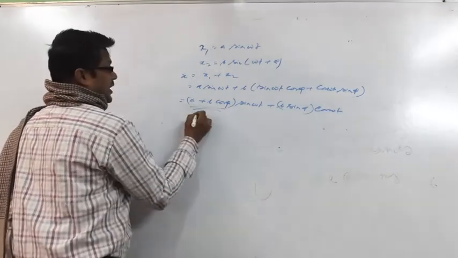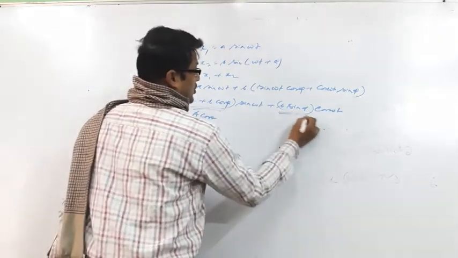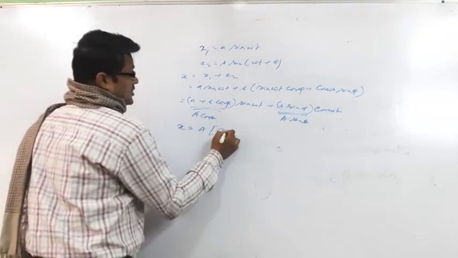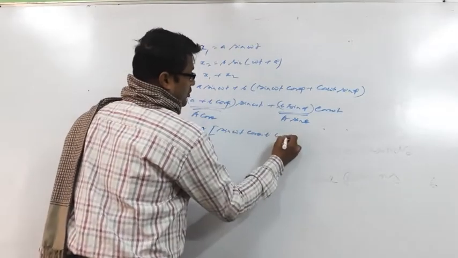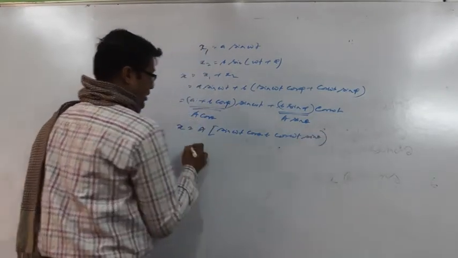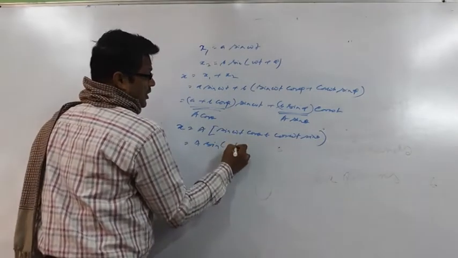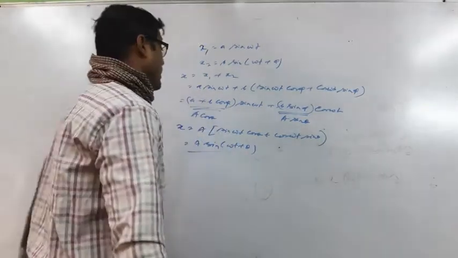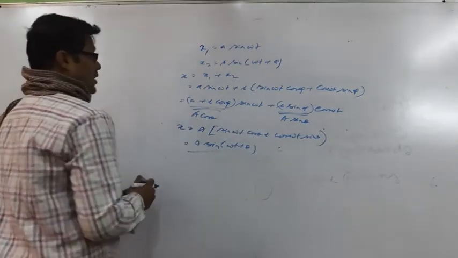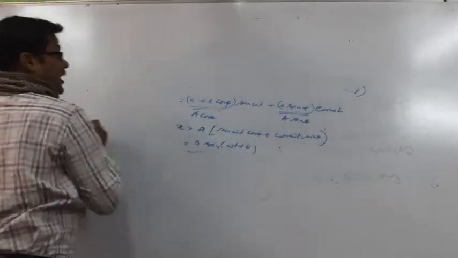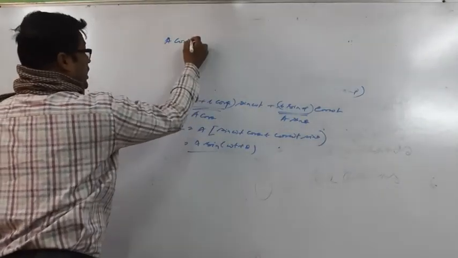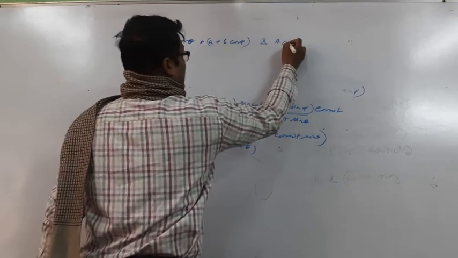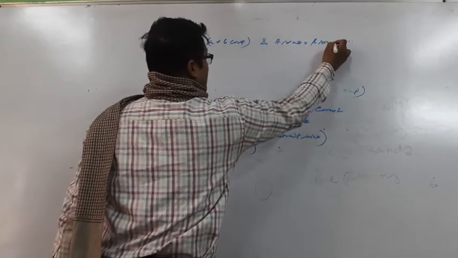Now you can replace this one with A cos theta, and this with A sin theta. We can replace the values. Then we will get x equal to A (sin omega t cos theta plus cos omega t sin theta). Okay. So x equal to A sin (omega t plus theta). Therefore, we can say that the resultant amplitude is A. Now, how can we find it? Already we have seen that A cos theta equal to a plus b cos phi, and A sin theta equal to b sin phi.